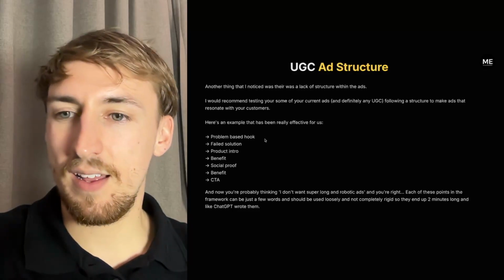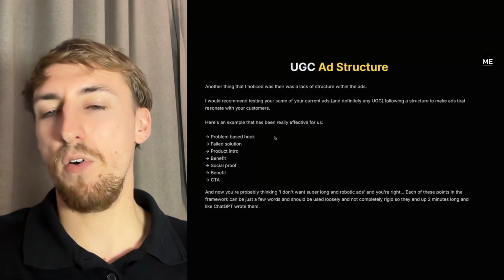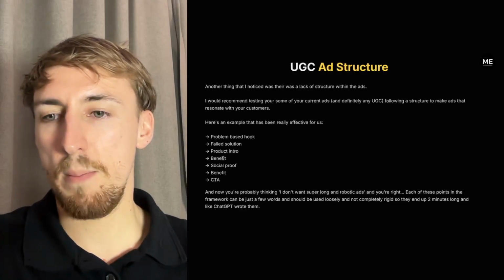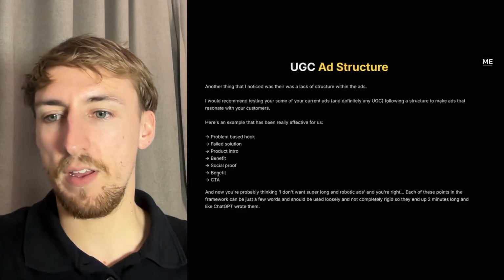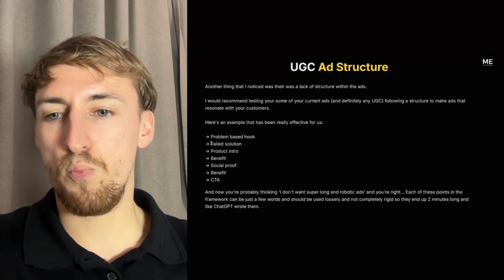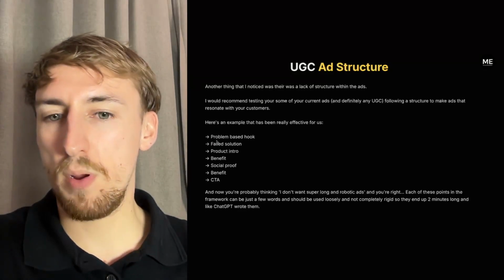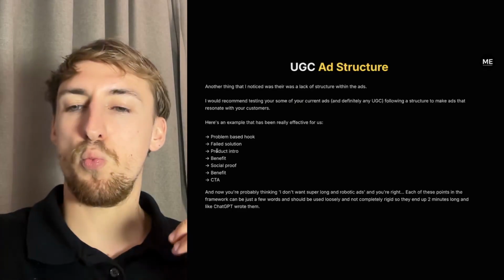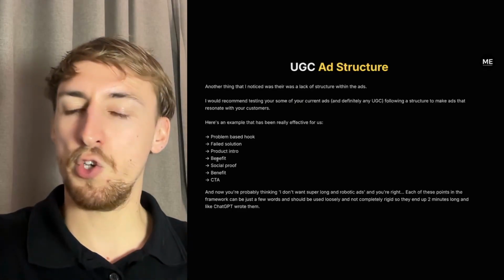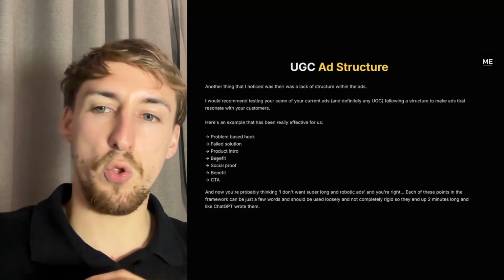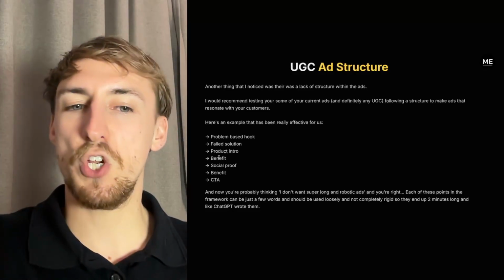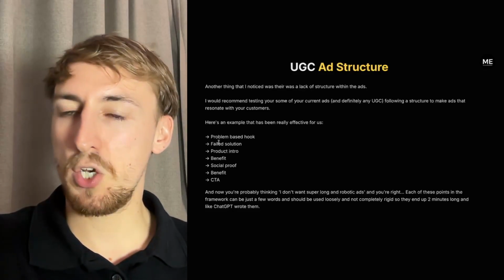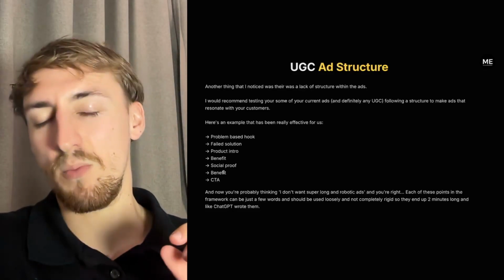And here's an example of what's been really effective for us. Problem-based hook, failed solution, product intro, benefit, social proof, benefit, and call to action. So you're probably thinking, I don't want super long and robotic ads, and you're right, 100% you are right, but each one of these points in a framework can just be a few words, can be used loosely, and it shouldn't be so rigid that they end up 2 minutes long and like ChatGPT wrote them. So make sure you're touching on each of these. This isn't some kind of rigid thing.